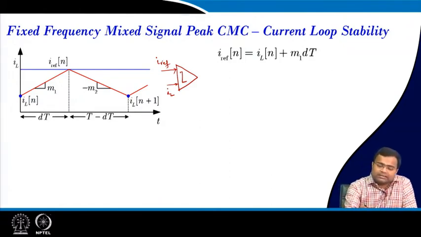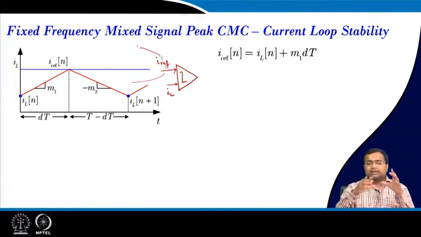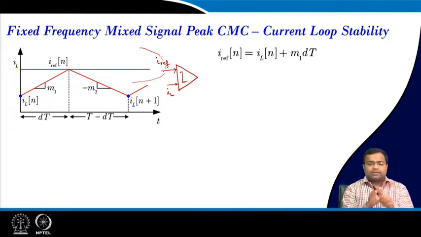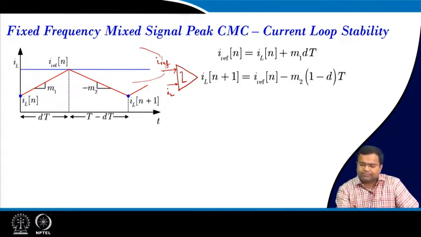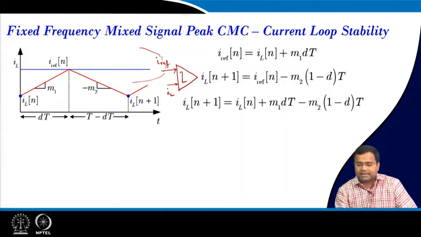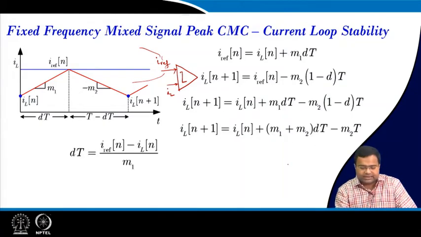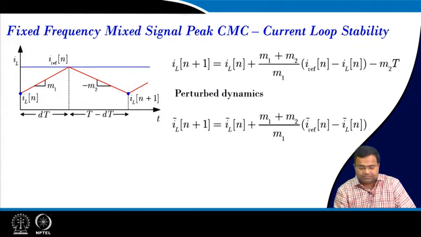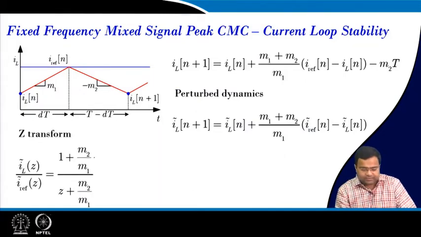Only the digital part will come here, when the mixed signal will have a digital compensator followed by a D2A converter, that we have seen. After that, the IREF is in analog and all the current loop comparator and latch circuit are in analog, which is identical to analog current mode control. So, with only closed inner loop for a fixed IREF, the stability must be identical. If we again carry out the same process for ILN plus 1, and substitute the DT from this expression, then this is the overall expression.